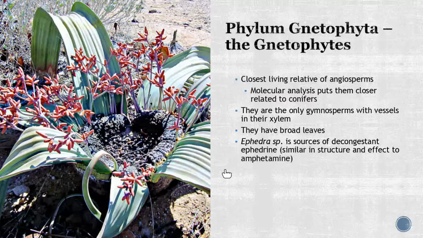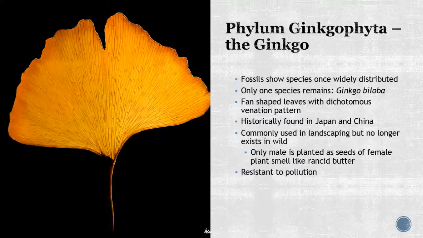And then the last group is the phylum Ginkgophyta, or the ginkgos. This used to be a lot more diverse, but now there's only one species that actually exists, which is Ginkgo biloba. Now it has these fan-shaped leaves with a dichotomous venation pattern. Historically, you can only find them in Japan and China, but they are really used in landscaping, and you can no longer find them in the wild. What's interesting about these guys is they are resistant to pollution.